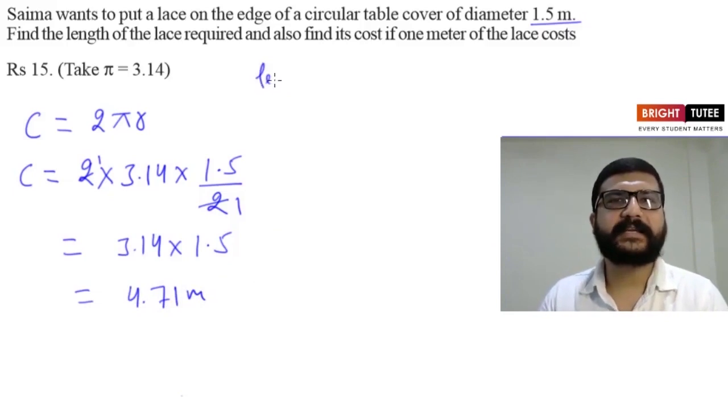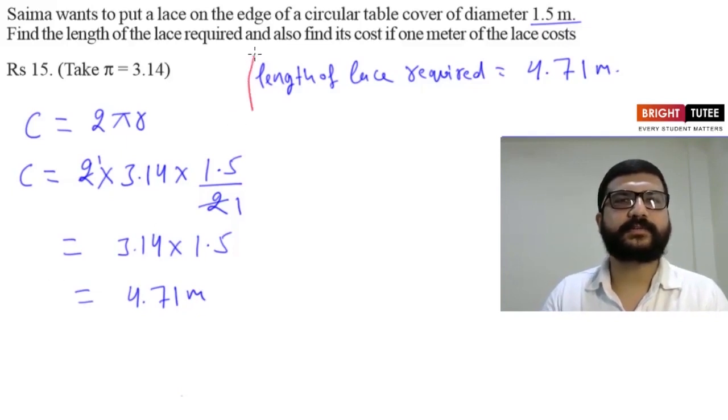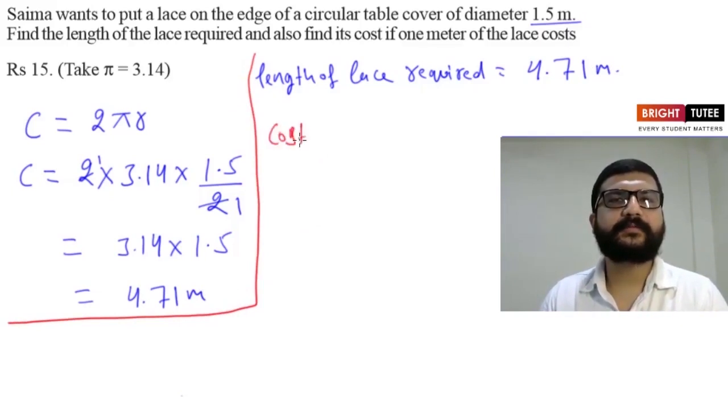So we can write it here like this. Length of lace required is equal to 4.71 meters. Now what we have to do? We have to find its cost also. Length we have already got, it is 4.71 meters. And what will be the cost now?